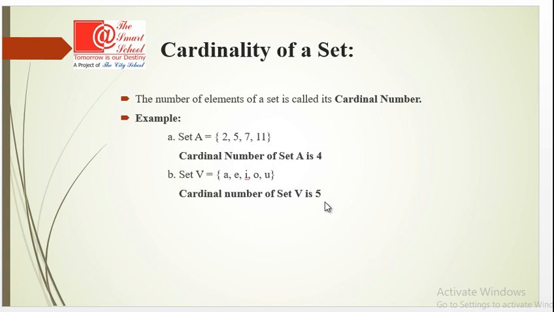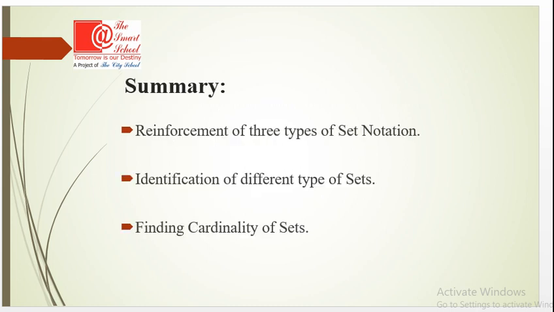I hope you can easily implement your learning in your written work now. So you are clear about all the things which I explained and all the concepts which you learned, which are new today, but now you are aware of everything. Now we will revise the summary, or we will summarize today's topic. So what we learned today, we reinforced the 3 types of set notation, you learned identification of different types of sets, and you learned how to find cardinality of sets. Now come to the written work.